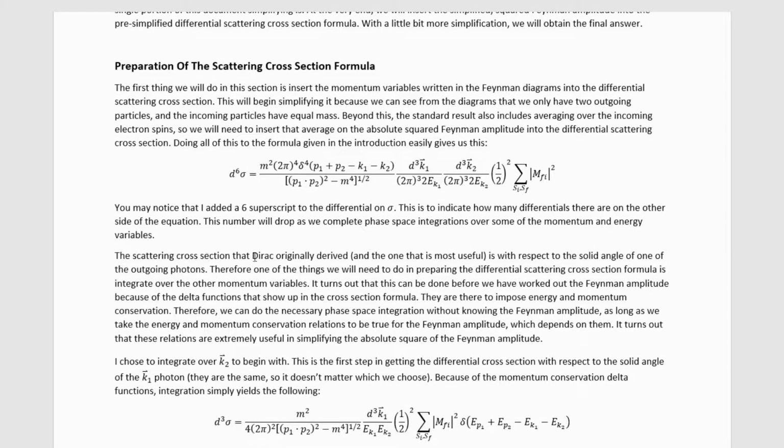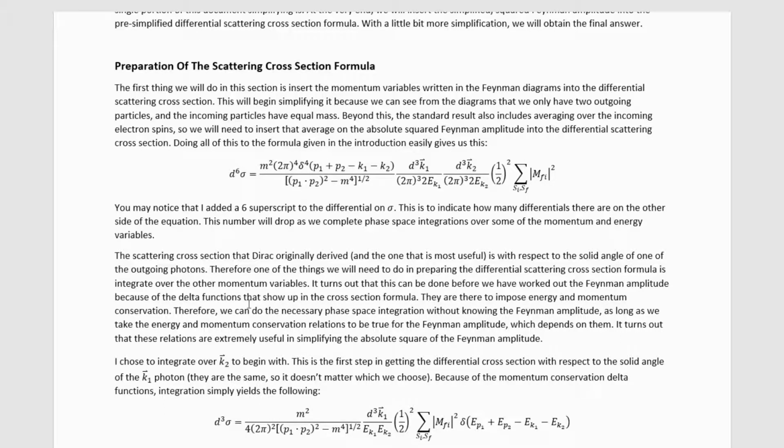The scattering cross-section that Dirac originally derived, and the one that is most useful, is with respect to the solid angle of one of the outgoing photons. Therefore, one of the things we will need to do in preparing the differential scattering cross-section formula is integrate over the other momentum variables. It turns out that this can be done before we have worked out the Feynman amplitude because of the delta functions that show up in the cross-section formula.